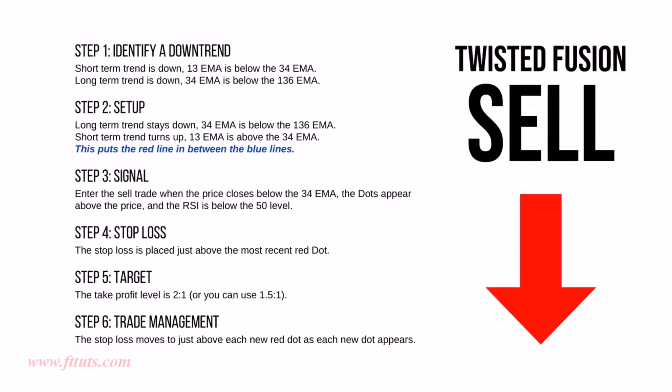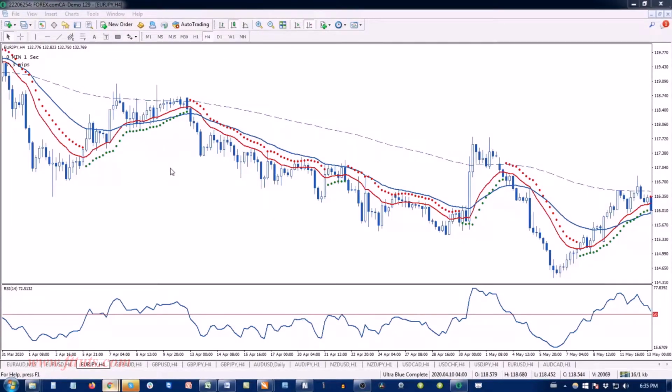Step number 4 is the stop loss. We place the stop loss just above the most recent red dot. And step number 5 is the target. The take profit level is 2-to-1, but if we're finding the market just isn't moving far enough for a lot of these, we can use 1.5-to-1. And finally, step number 6 is trade management. The stop loss moves to just above each new red dot as each new dot appears. So let's go to the chart, and we'll look at this as an example.